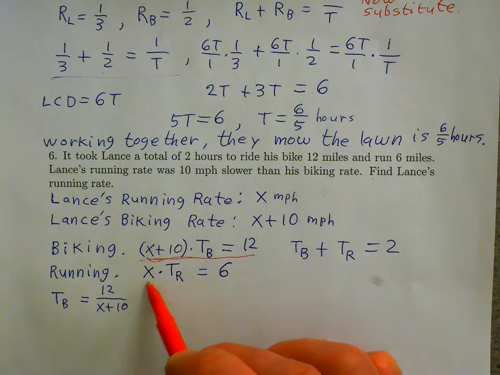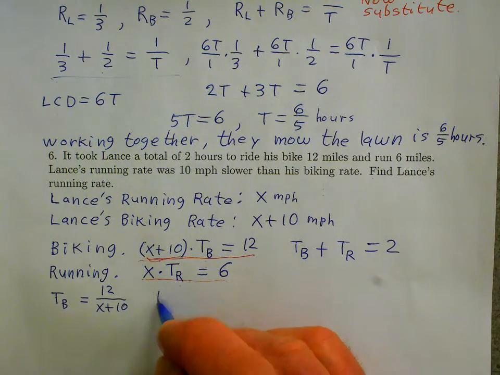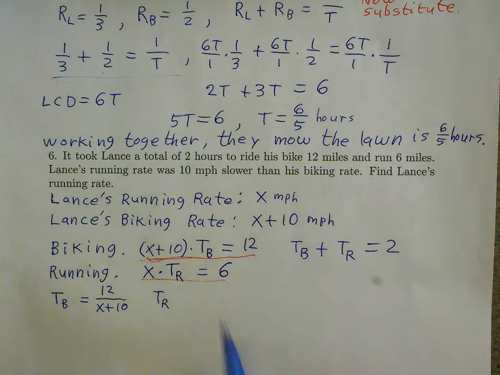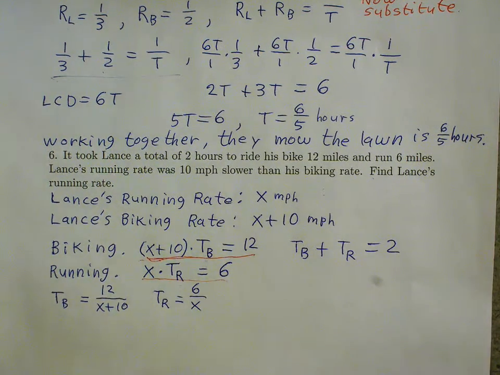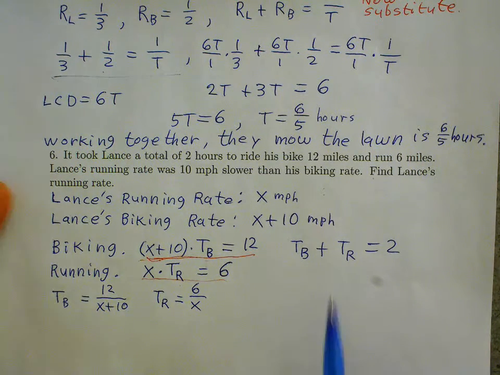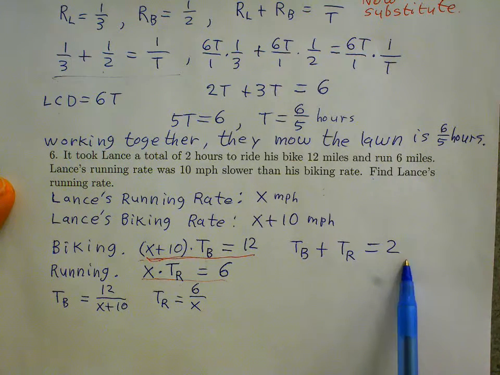Then in the running equation, x times t sub r equals 6, we're going to divide both sides by x. So the amount of time it took Lance to run 6 miles is distance divided by rate: 6 divided by x.